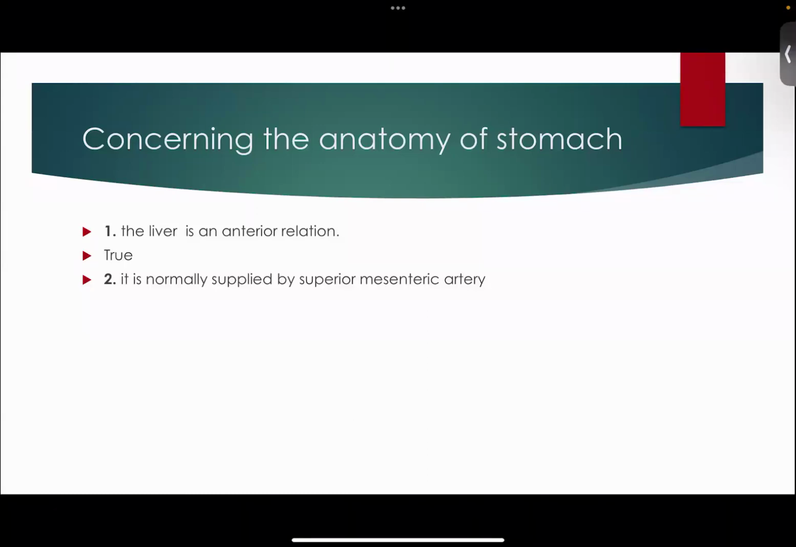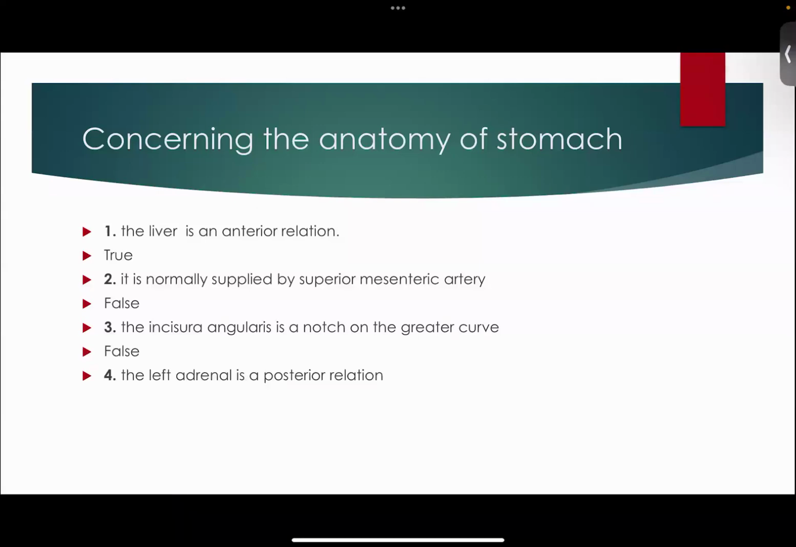Number 2. It is normally supplied by superior mesenteric artery, false, by celiac trunk. By celiac, excellent. Honar. Yes, sir. Number 3, the incisura angularis is a notch on the greater curvature. Sir, false. It's a notch on the lesser curvature. Excellent. Dr. Haider Abbas. Haider Abbas, yes. Sir. Yes, sir, present. Number 4, the left adrenal is a posterior relation to the stomach. True.